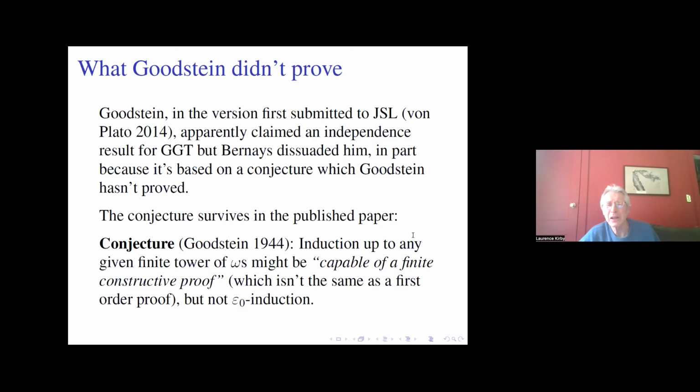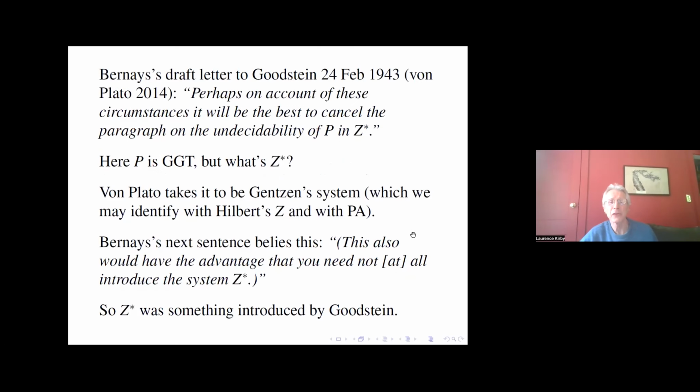But what exactly was the claim that Bernays dissuaded him from? As I said, we don't have the original submission. What we have is Bernays's draft of his letter to Goodstein. So Bernays kept his rough draft, I guess, in his own files, where he says, perhaps on account of these circumstances, it would be best to cancel the paragraph on the undecidability of P in Z star.